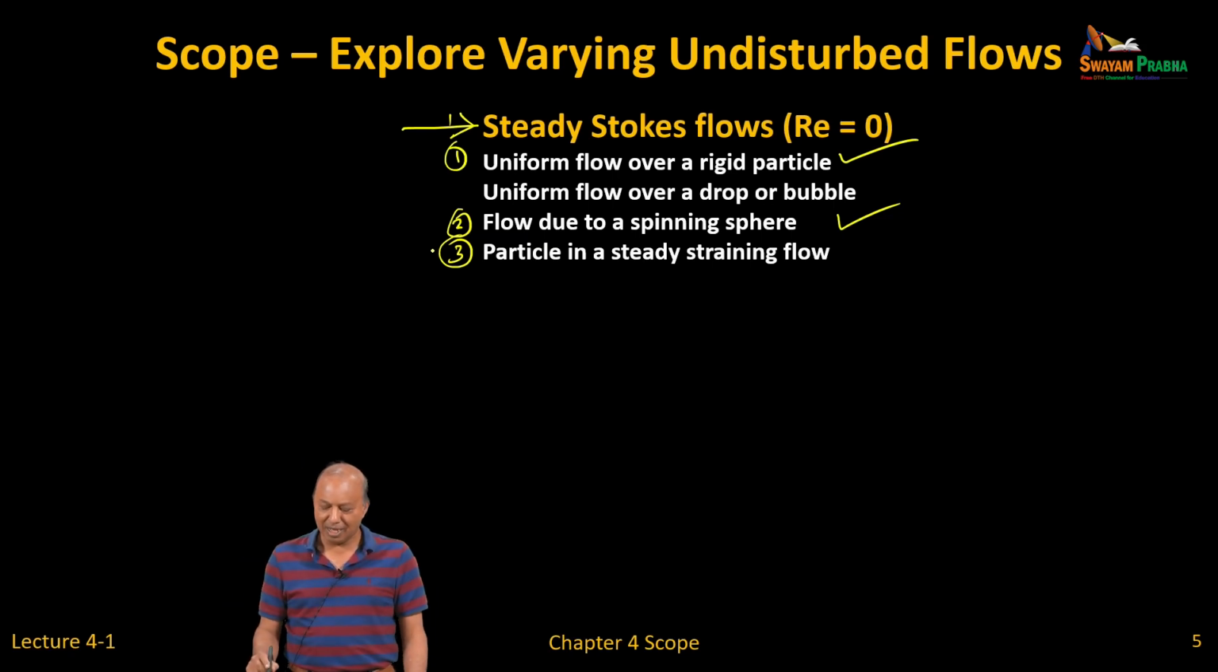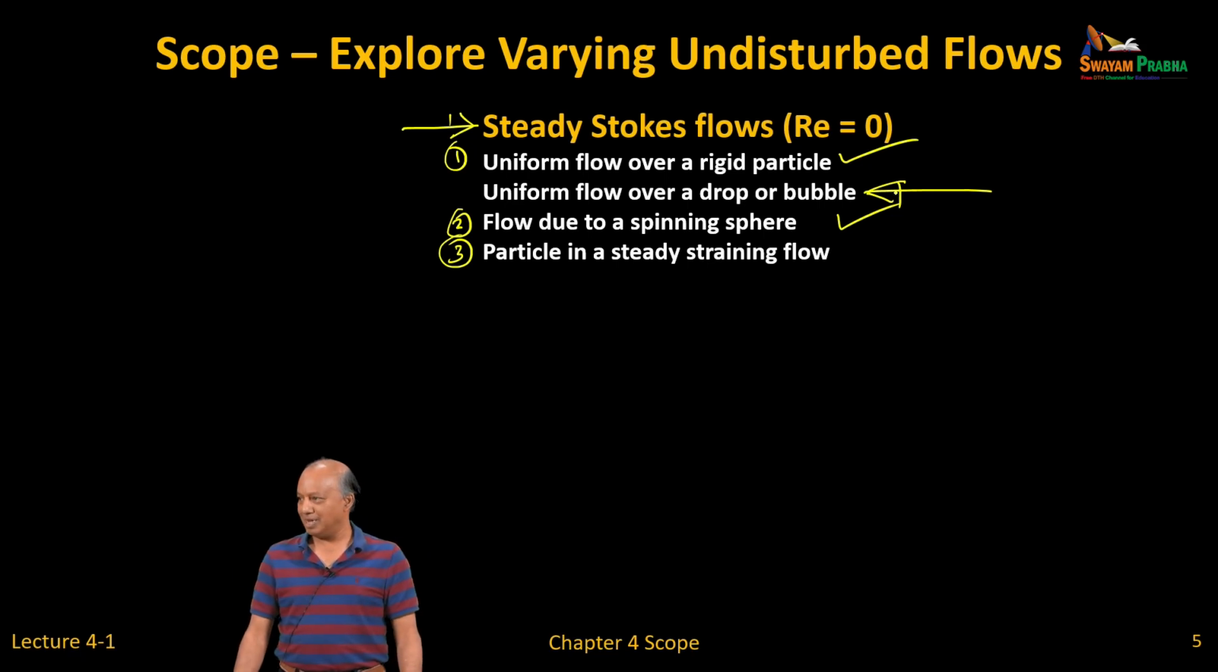This is the problem Einstein solved. Now all of them, though we will do it for a rigid particle, we could consider a droplet or a bubble. So you can ask about a bubble or a droplet subjected to a uniform flow, a bubble or droplet spinning, a bubble or droplet in a straining flow, etc. And I won't go through all those details. So these are the preliminary information.